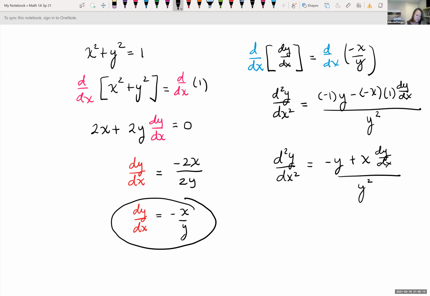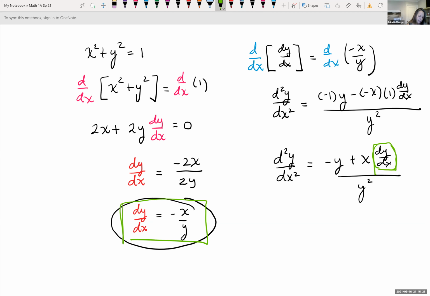They said in the directions that they wanted this just in terms of x and y. And so we actually have to go back in here and plug in what dy/dx is, the first derivative. We found the first derivative to be negative x over y. And so let's do that.